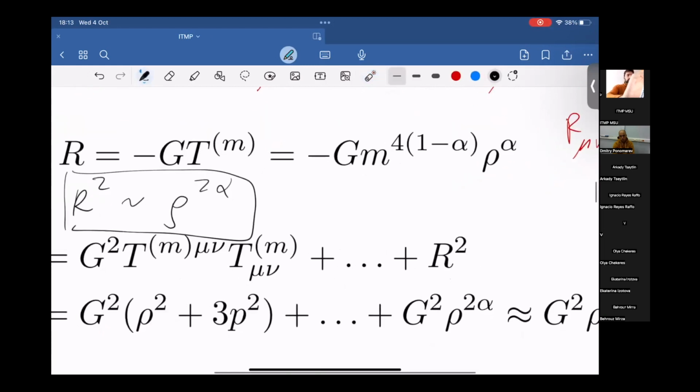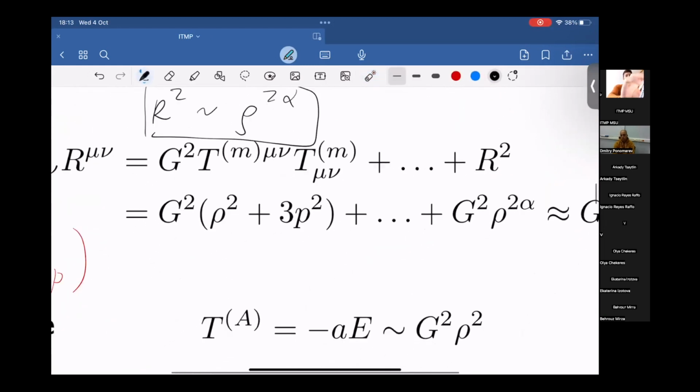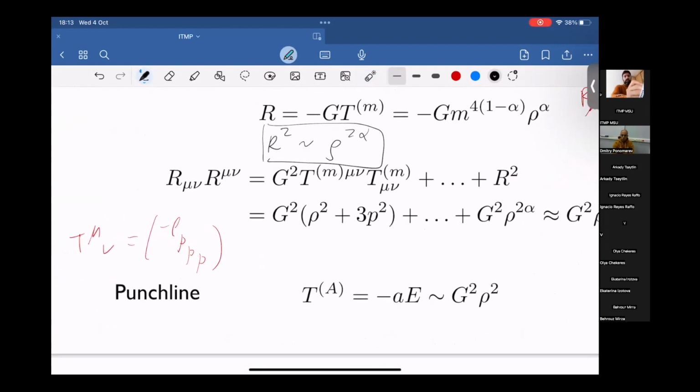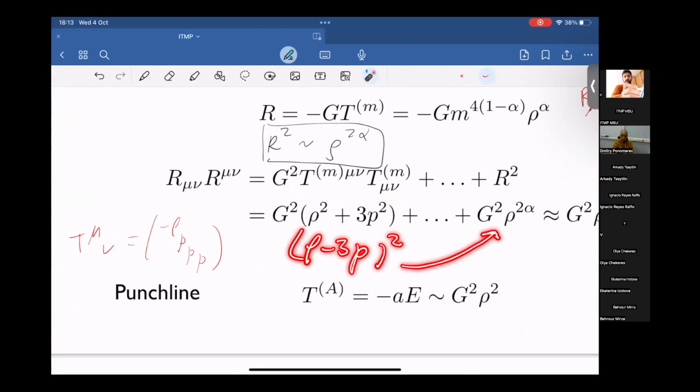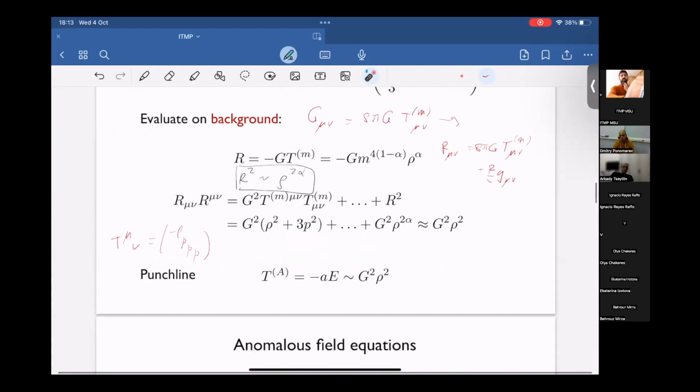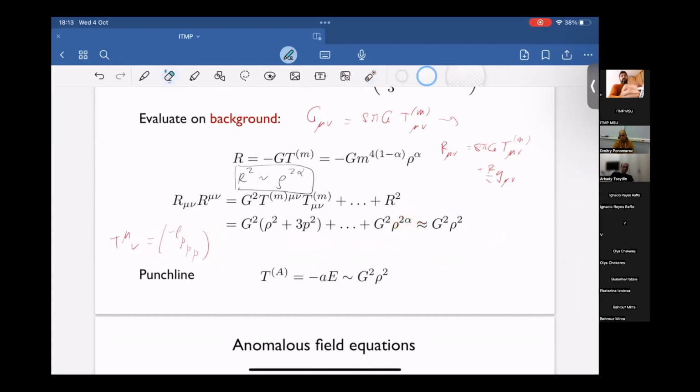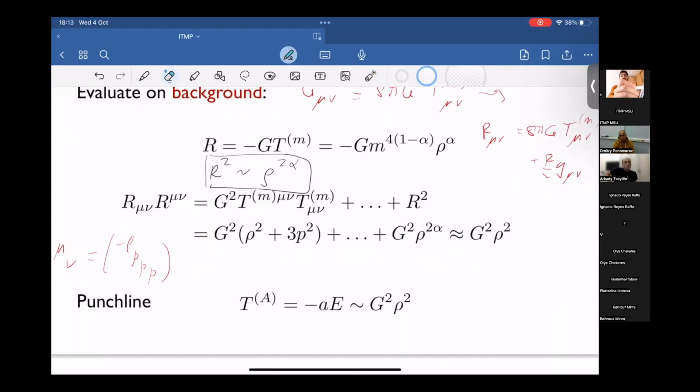So if you want, you see these terms that go with the square of the stress tensor itself, they have nothing to do with rho minus 3p squared, right? That's the combination that is suppressed. That's the one that enters here. But the combination that enters here is just rho squared plus 3p squared, and that thing doesn't vanish for a conformal field theory. So this term is not suppressed by alpha, meaning that the leading order in the Ricci tensor has nothing to do with alpha. Those are corrections. So this one is not suppressed.